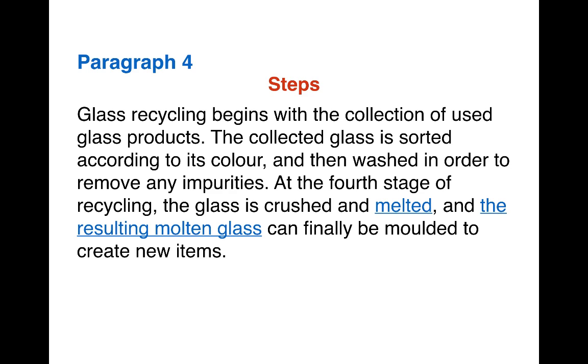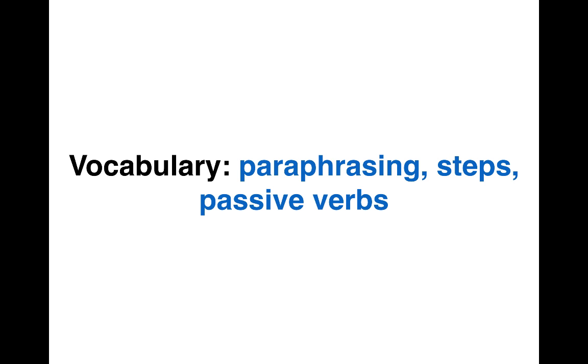Let's look at the passive in this paragraph finally. We've got is sorted and washed, is crushed and melted, can be moulded. And that's the end of the whole report because, as usual, we don't have a conclusion. Let's look now at the vocabulary as we usually do. This time we need to look at paraphrasing, steps language and passive verbs, and maybe one or two other good items of vocabulary that I used in the report.